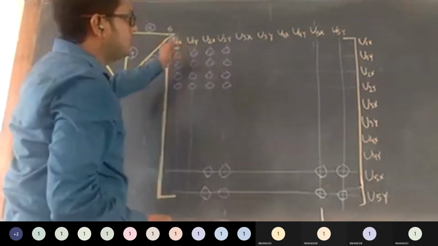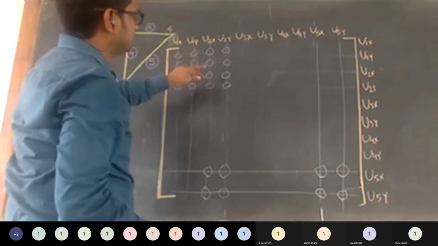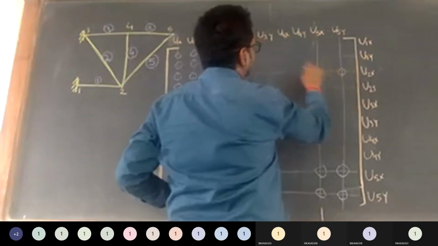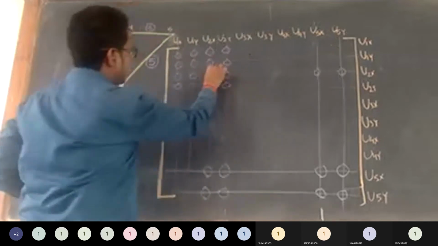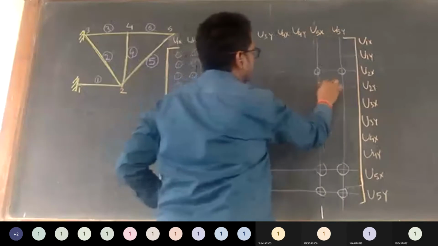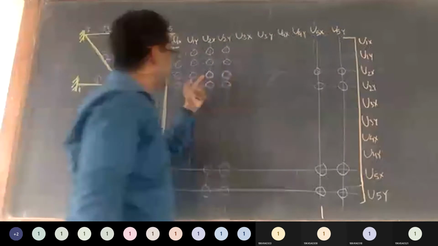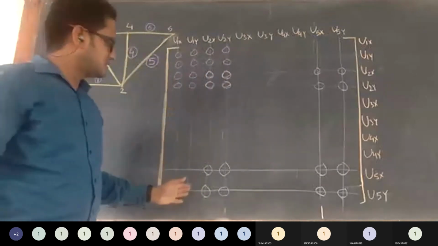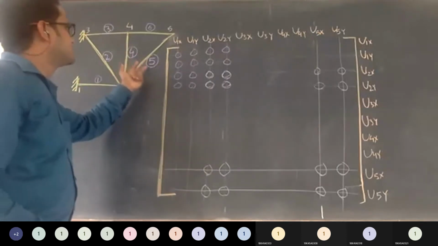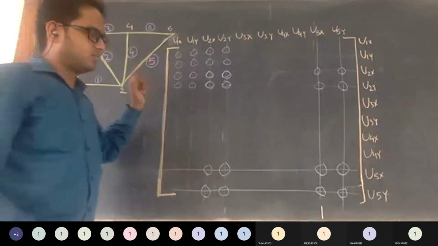Likewise, you will get here also between 2 and 5. Yeah, here you have 2 and 5. So now you can see you have 1, 2, 3, 4, 1, 2, 3, 4. So this is the place where you can write your values for element stiffness matrix number 5. Likewise, you have to put for all the elements one by one.